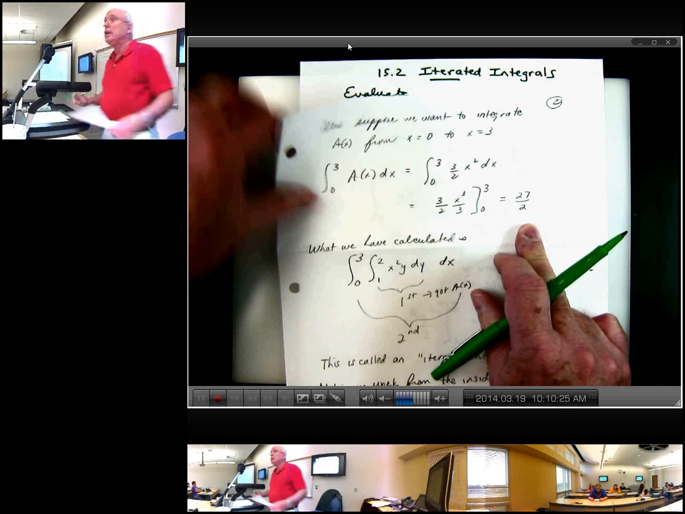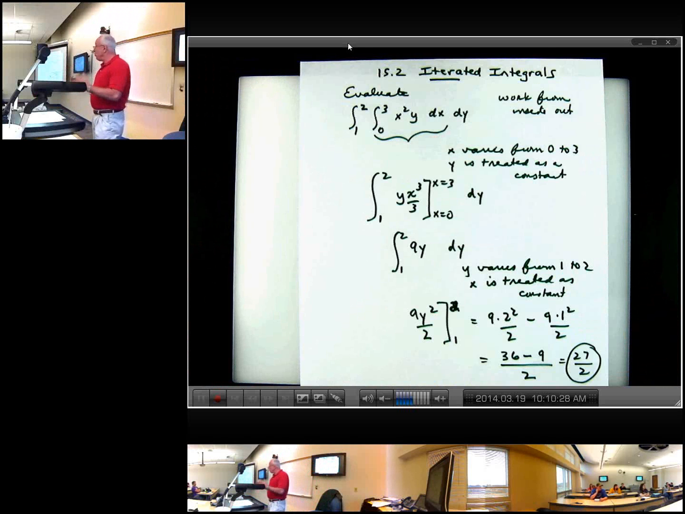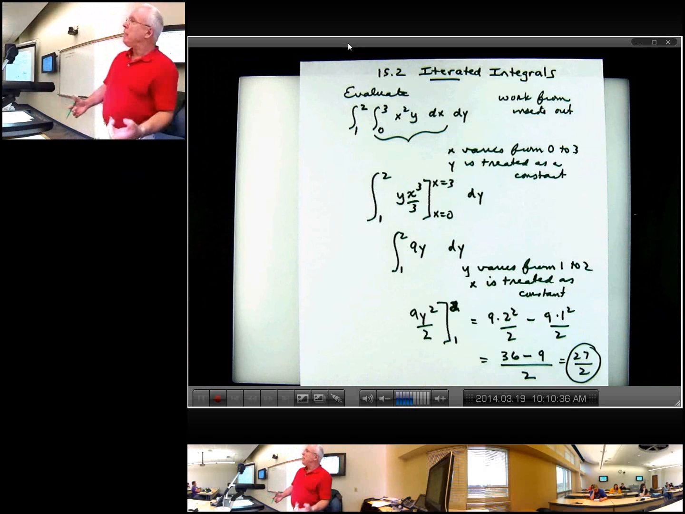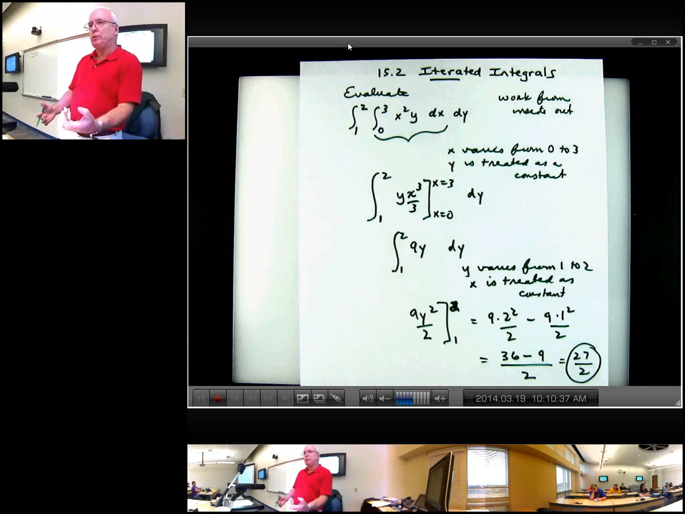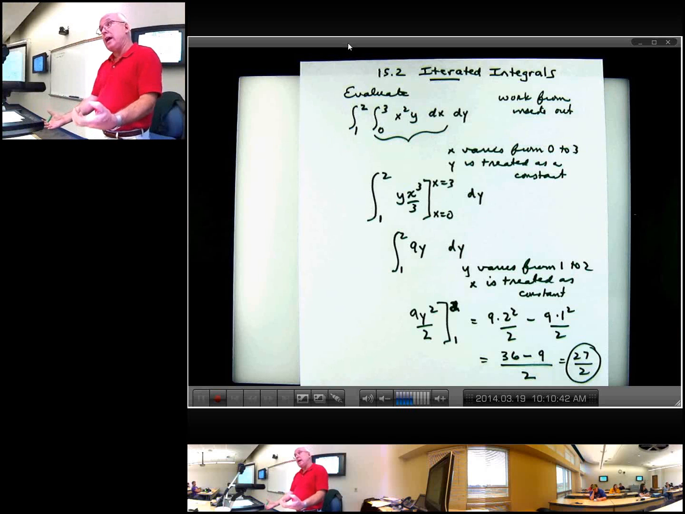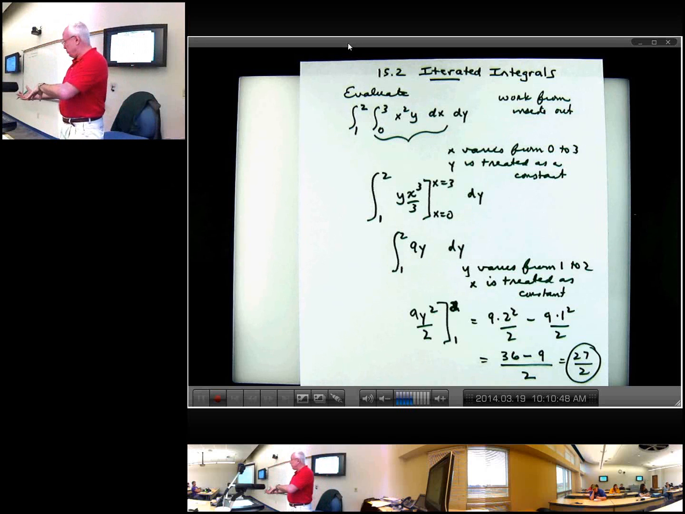So basically, if your function is continuous, it doesn't matter what order you integrate in, okay? Just like when you do partial derivatives, it didn't matter if you took the partial derivative with respect to y and then with respect to x, or did it the other way, took the partial derivative with respect to x and then with respect to y. You got the same answer.